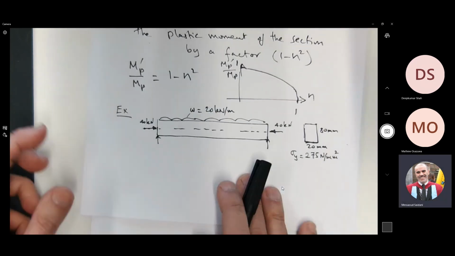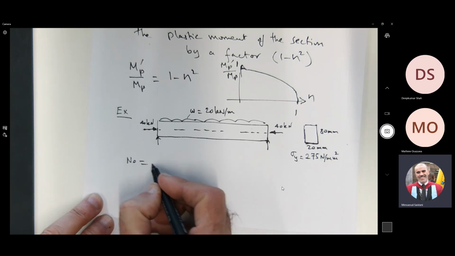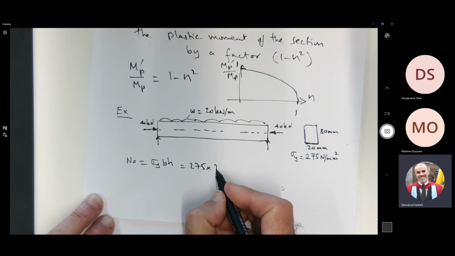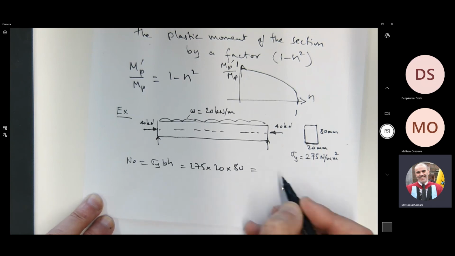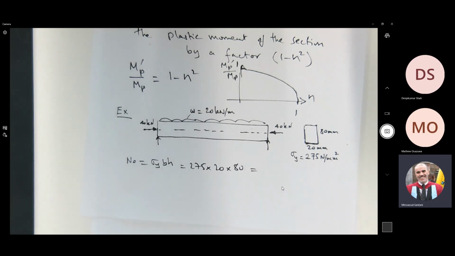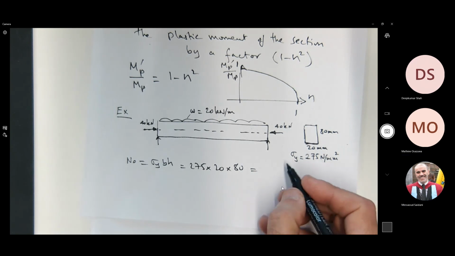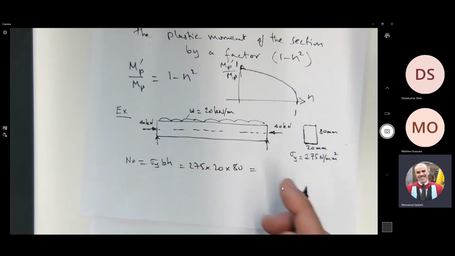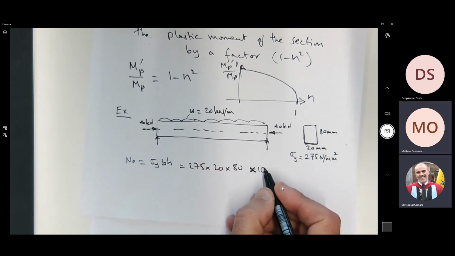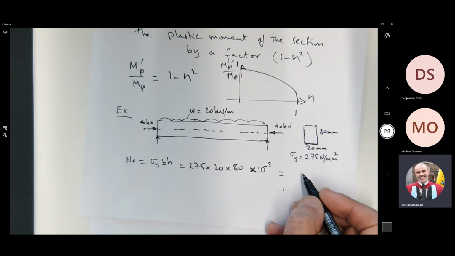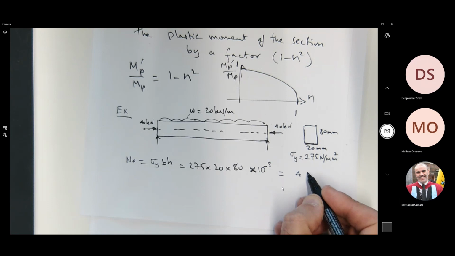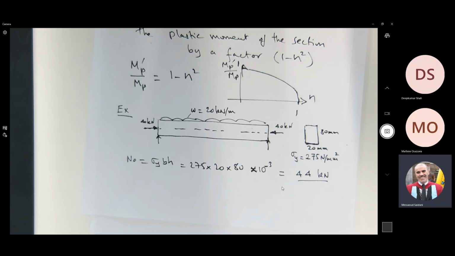So N0 will be sigma y times BH, which is 275 times 20 times 80. Be careful, always pay attention to the units. What do you get, please? This answer will be in Newtons anyway. So if you want kilonewtons, multiply by 10 to the power minus 3. Simple. So what do you get? 44 kilonewtons.